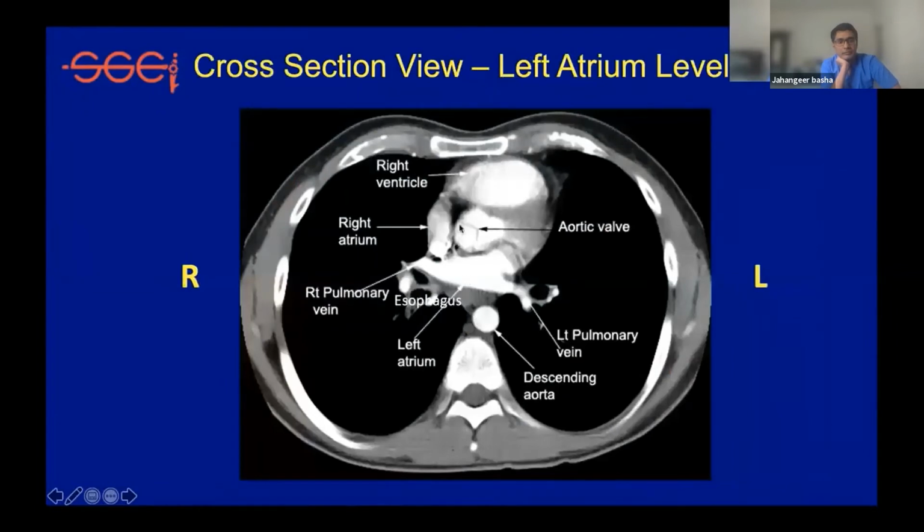Further anatomical details are important here. Let us see the CT section at the left atrium level. When we see from the esophagus, this is the left atrium, which is very close. In front of it, we can see the aortic wall. This is the right atrium, the right ventricle, and the left ventricle comes here. So from the left atrium, to evaluate the rest of the structures, we need to give anti-clockwise torque because these are on the left side primarily.